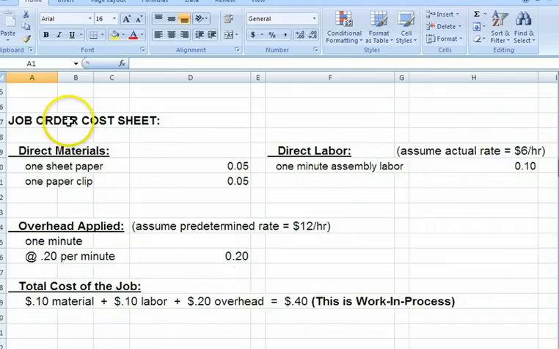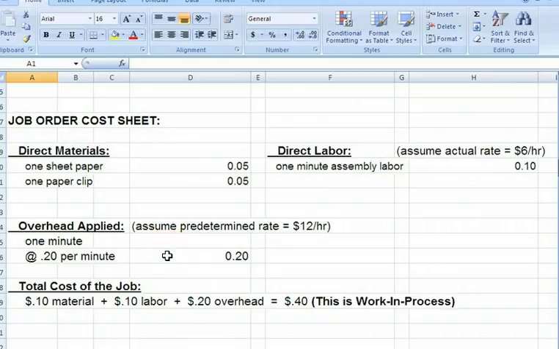So to date, looking at this piece of paper called the job order cost sheet, we would have 10 cents of material invested, 10 cents of labor, 20 cents of overhead, for a total cost of 40 cents. All of this has been written down on the piece of paper. Whenever we use materials, we write it down. Whenever we use labor, we write it down. The overhead is applied at the end of the period or the end of the job, whichever comes first.